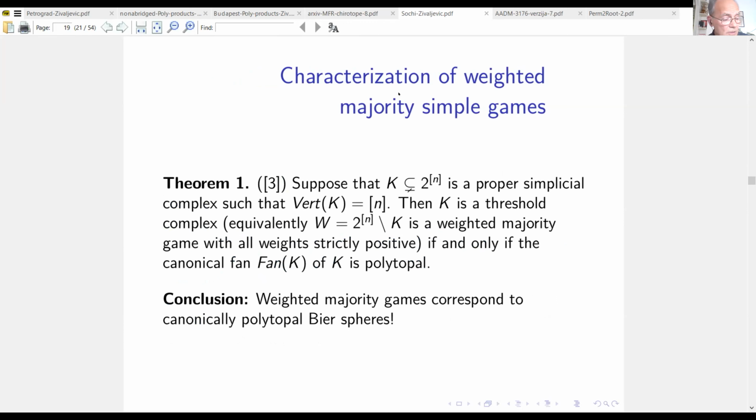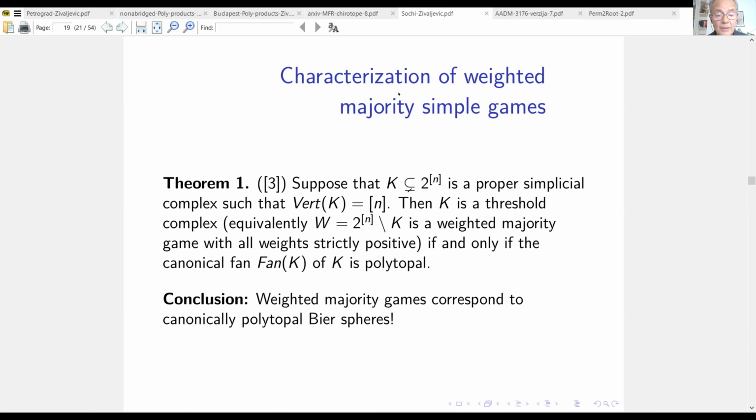Okay, here it is the time to tell you about some new results from the preprint number 3 I mentioned. You can look at the conclusion, which says weighted majority games correspond exactly to canonically polytopal Bier spheres. So we have simple games and Bier spheres, and now we see that one property of simple games is precisely matched with another property of Bier spheres. What is the property? We already know what a weighted majority game is. That's the first class I introduced.